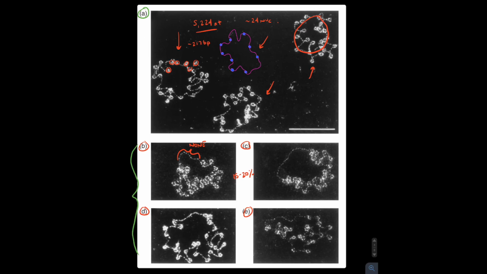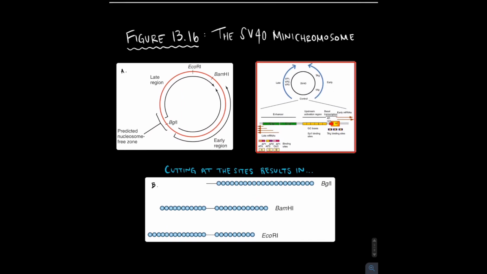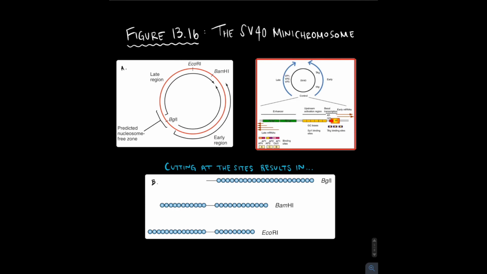Again, you'll notice on this side of the mini-chromosome that there are a significant number of nucleosomes, but there's a stretch on the opposite side of, on average, 248 base pairs that looks totally bare, and this is the nucleosome-free zone.